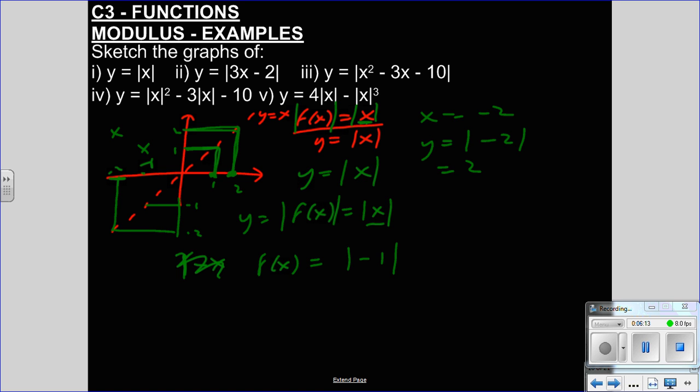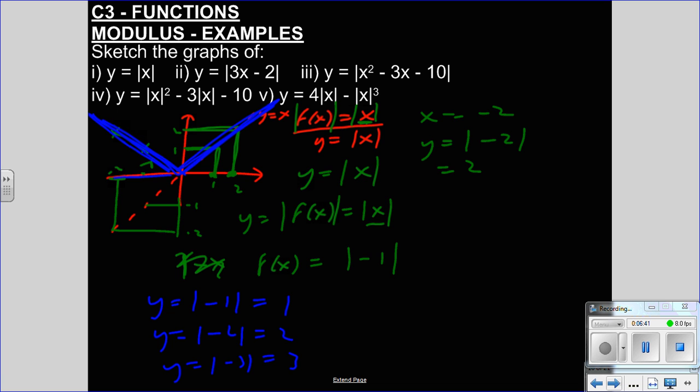So can you see that what I'll end up with is this V-shaped graph? Because all the negative values of x, so when y equals mod of minus 1, I get 1. When y equals mod of minus 2, I get 2. When y equals mod of minus 3, I get 3. I get the same, all my negative y values have been made positive now.